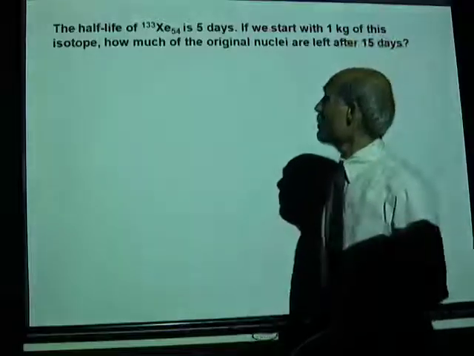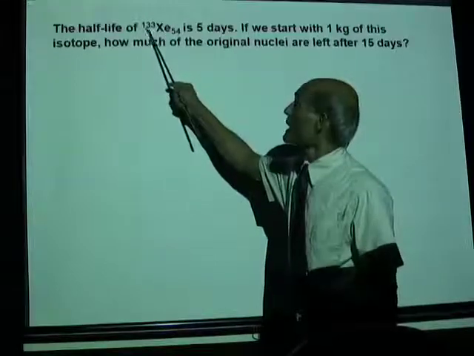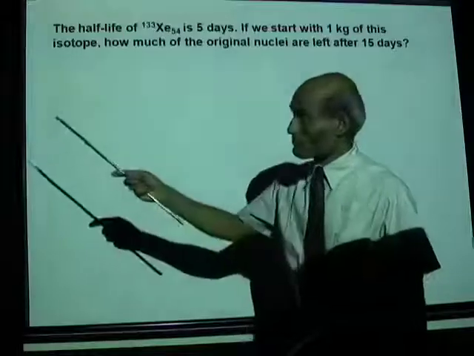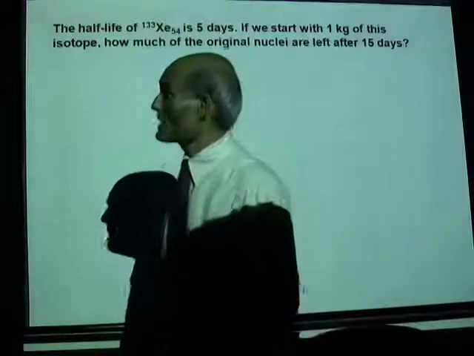The half-life of xenon 54-133. This is an isotope of the element xenon. You know where that is in the periodic table?